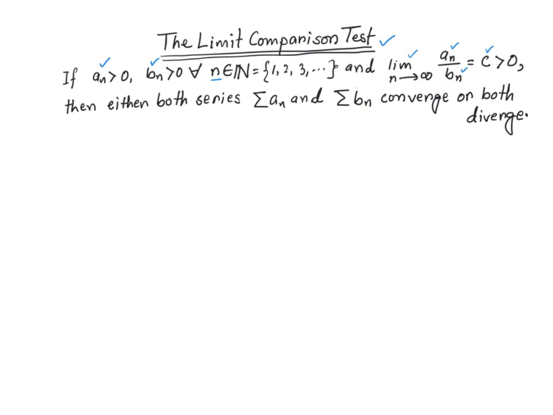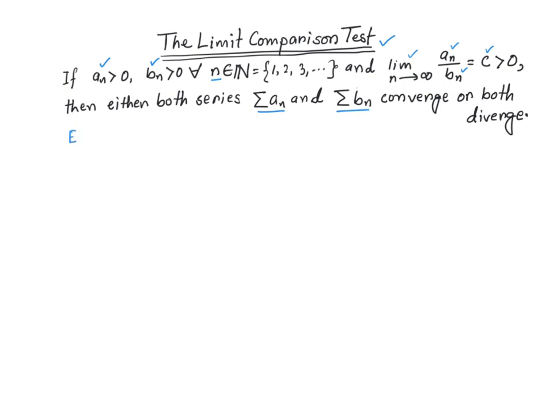In that case, both the series a_n and b_n are going to converge, or both are going to diverge. So if a_n converges, b_n will converge. If a_n diverges, b_n will diverge as well. It cannot be crisscrossing, meaning a_n converges and b_n diverges, or vice versa. Let's do an example that will help you understand things better.